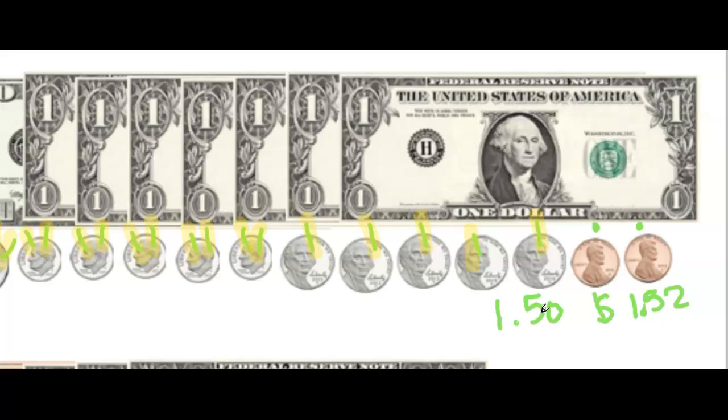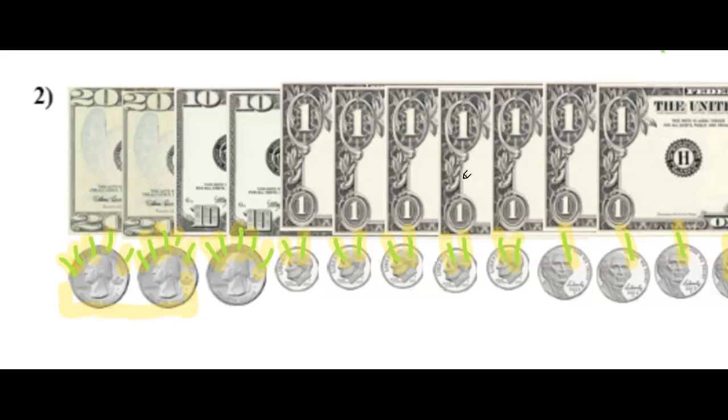Now since my change went to the dollars, then I'm going to add that to my dollar bills. And I'll show you what that looks like. But first we have to count how many dollar bills we have. 20 plus 20 is 40. 40 plus 10 is 50. Plus 10 is 60. And I have 1, 2, 3, 4, 5, 6, 7 dollar bills to add. So it's 67.